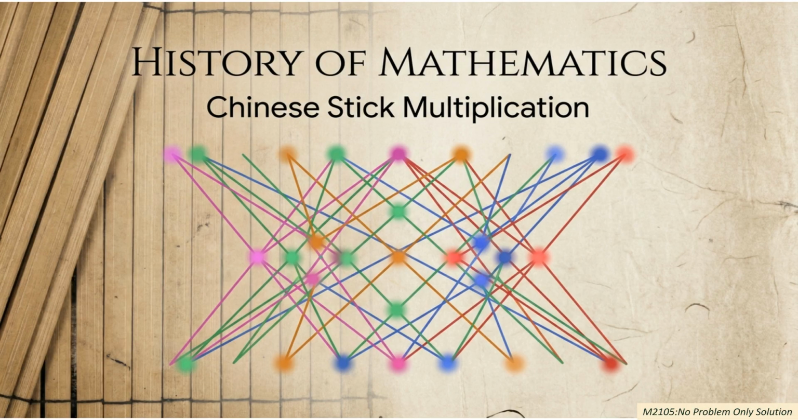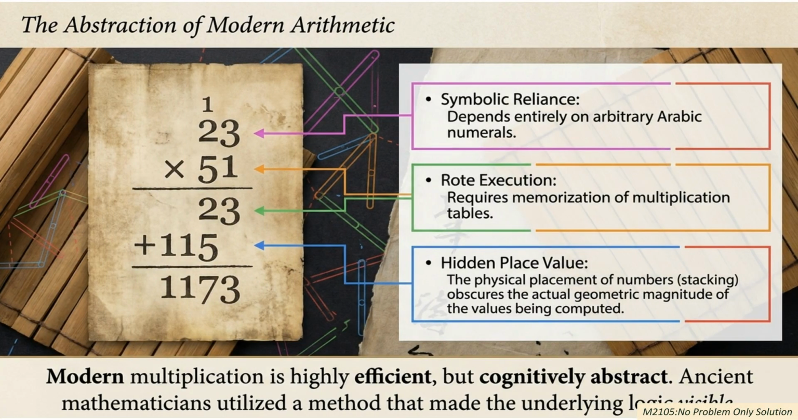Welcome to this video on the history of mathematics, focusing on the fascinating technique known as Chinese stick multiplication. Modern arithmetic is highly efficient but often abstract. It relies on symbols, rote memorization, and stacked numbers that obscure the underlying logic. Ancient mathematicians, however, used a method that made the core logic of multiplication visible.